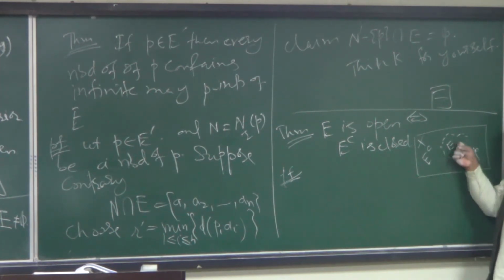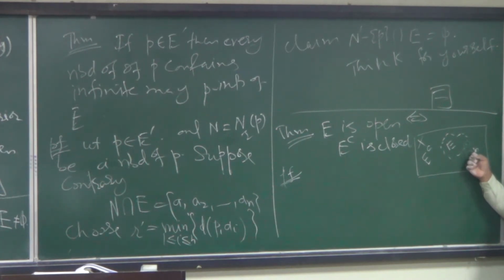Just think about it. If I take a point from E, then it cannot be a limit point of E complement. Why? Because E complement is closed, so it contains all of its limit points. So this can't be a limit point of E complement. If it is not a limit point of E complement, then there must exist a radius such that the neighborhood of that radius around this point does not intersect E complement. So if it is not intersecting at any point with E complement, it should be entirely contained in E.